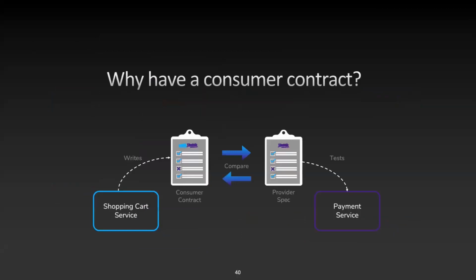Why have a consumer contract? First off, we don't need a consumer contract to perform spec-driven contract testing. From this diagram, we see that the consumer contract is used as a middleman to test the consumer's compatibility with the provider spec. However, it's possible to cut the middleman and directly test the consumer with the spec.